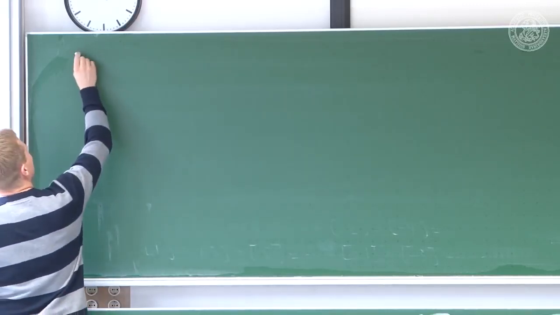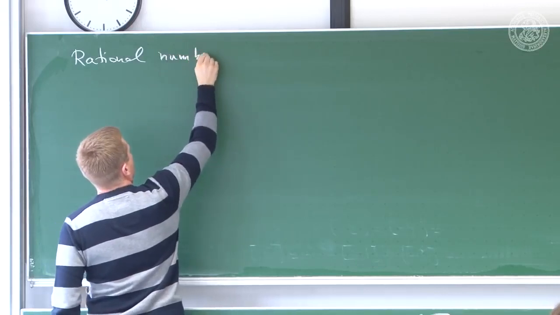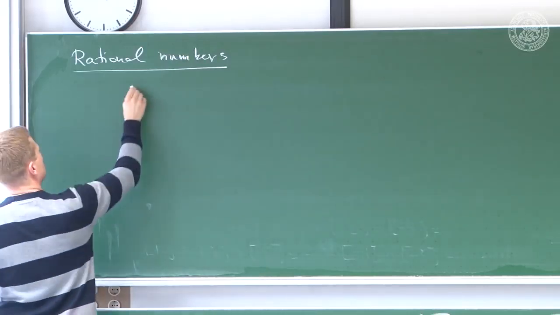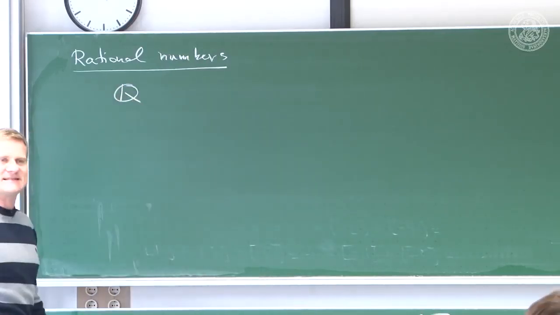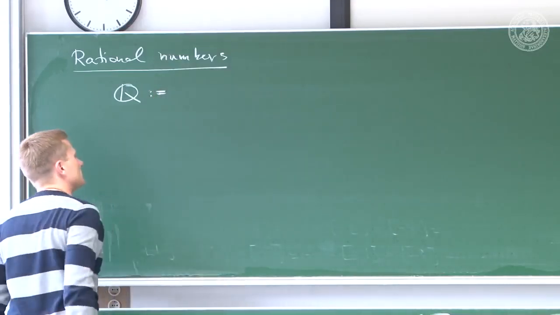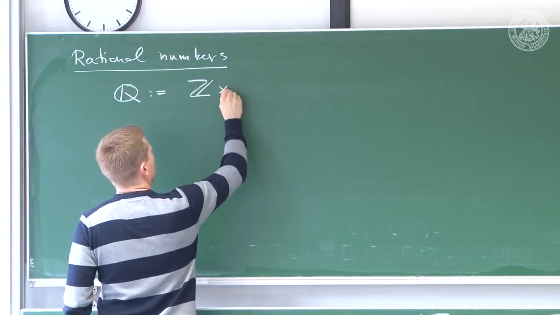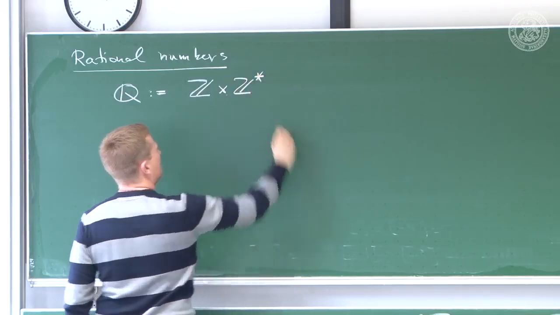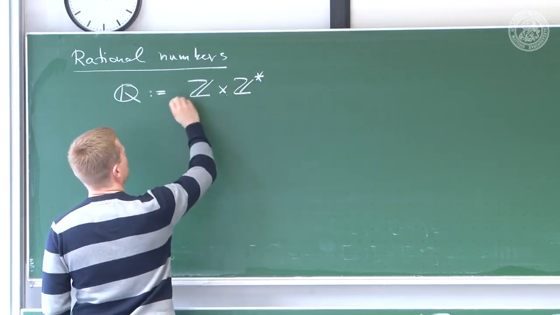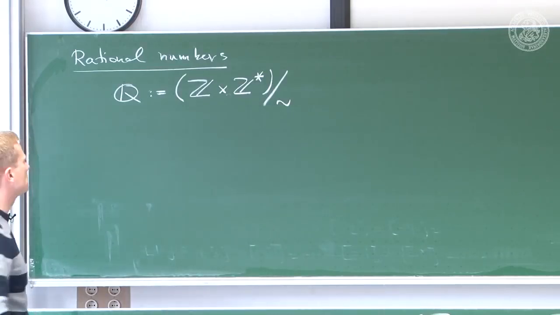Okay, integers, so rational numbers. That works similarly. So first of all, we have to define them as a set. And once we have the set, we can define the operation. The rational numbers are given by the Cartesian product of Z with Z star. So of the second member in the pair, I take off the 0. Again, modulo some suitable equivalence relation.